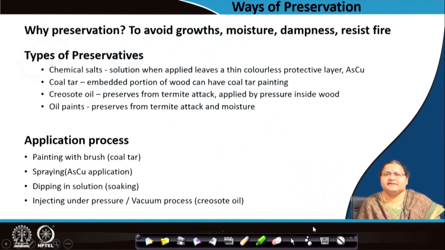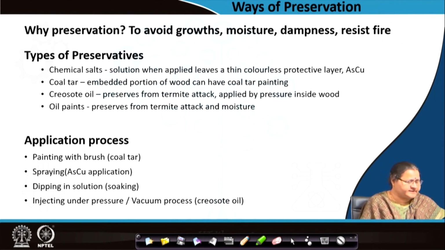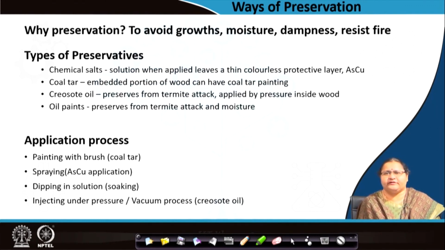How are the applications made? Obviously, painting is one. So, you can paint with the help of a brush. You can spray, as you see, an arsenic, copper and potassium dichromate mixture, which is called ASCU, which is hydrated, that is mixed with water and is sprayed on top of the wood surface. So, this also prevents the growth of termites and protects it from white ants and microbes and helps in preservation of timber. So, spraying is another way.